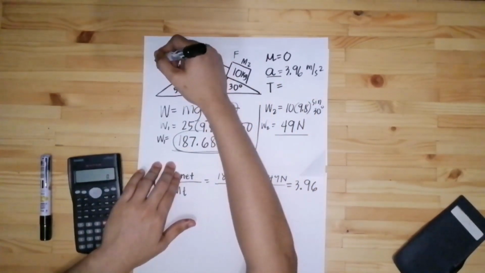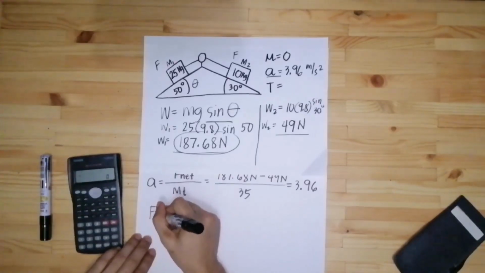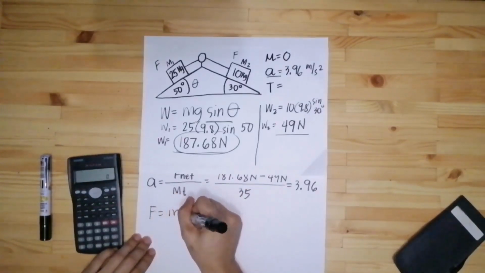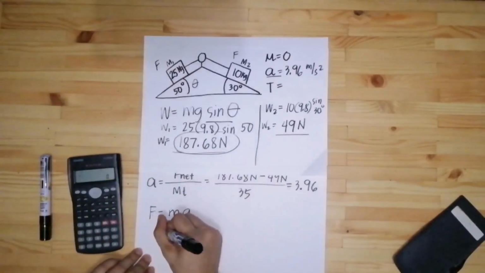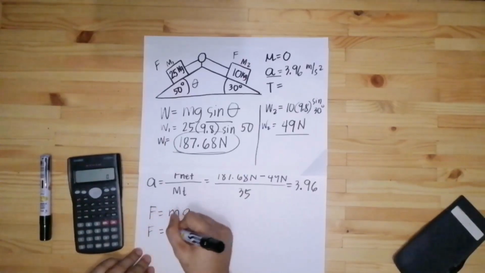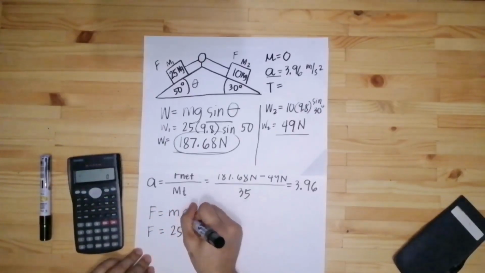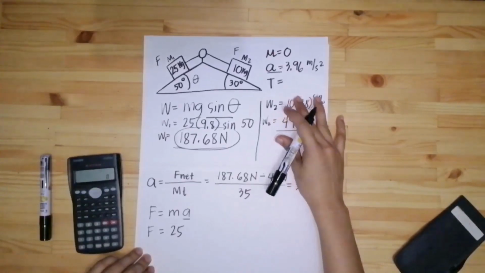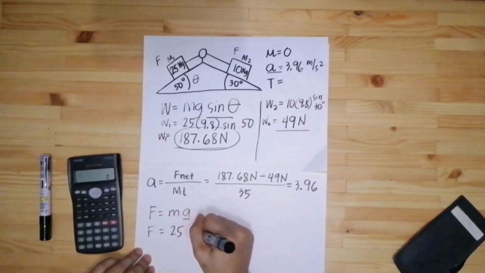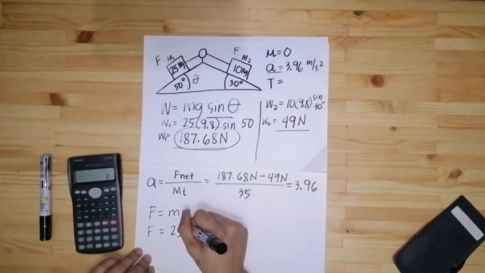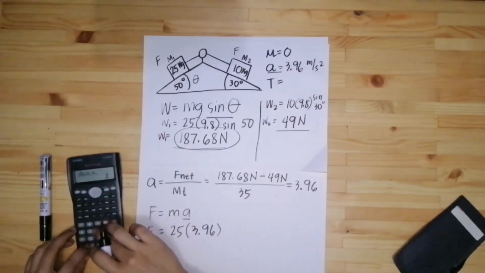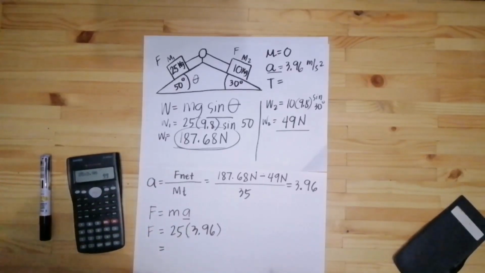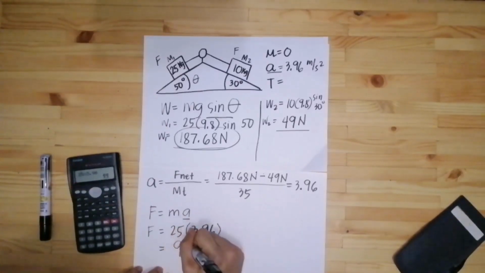Kunin natin yung F. To get the F, gamitin natin yung formula ulit. F is equal to ma. So, since itong m na to, ito yun, yung 25. Yan yung unang object natin. So, force is equal to 25, then, times the acceleration that we got a while ago, which is 3.96. That is equal to, multiply lang, 25 times 3.96. So, pag minultiply natin, 25 times 3.96, that is equal to 99.